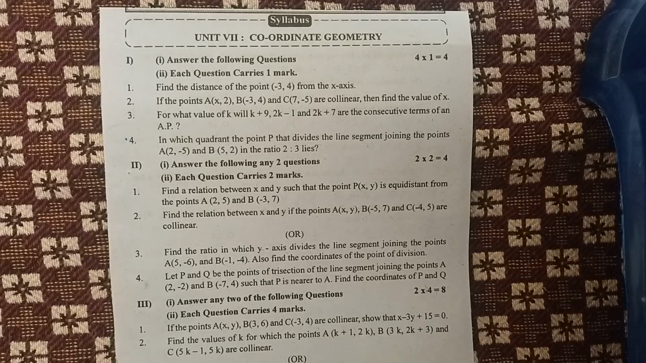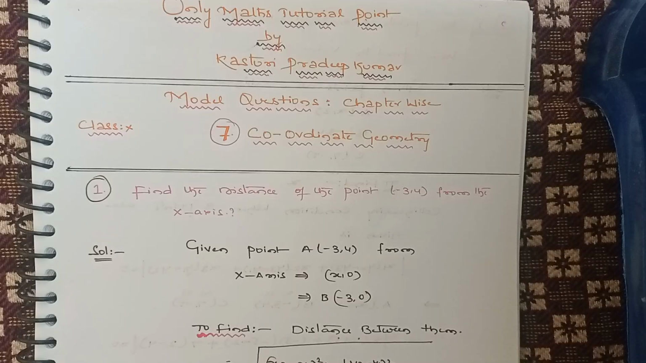Find the distance of the point minus 3 comma 4 from the x-axis. Okay, first take down what is given in the question. Take down the given point, that is A, put it as A minus 3 comma 4 from x-axis.